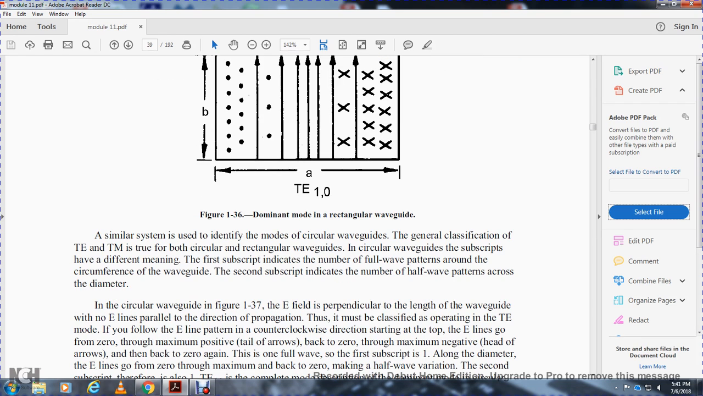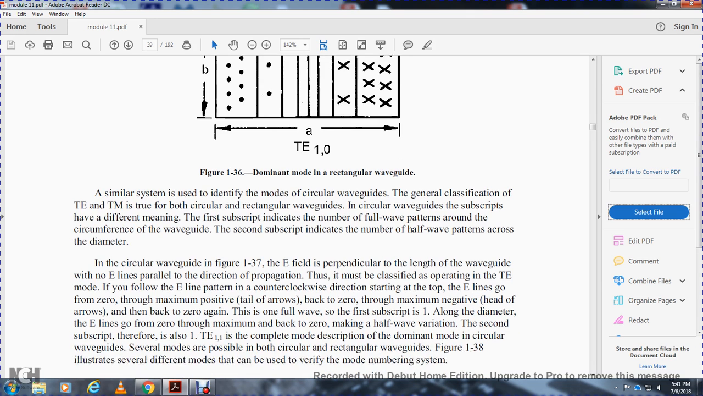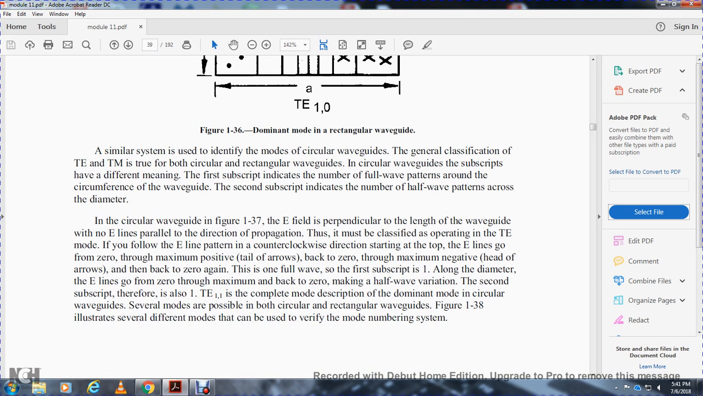A system is used to identify the modes of circular waveguides, with the general classification of transverse electric and transverse magnetic, the same as with rectangular waveguides. In circular waveguides the subscripts have a different meaning. The first subscript indicates the number of full wave patterns around the circumference of the waveguide, and the second subscript indicates the number of half wave patterns across the diameter. In the circular waveguide of Figure 137, the electric field is perpendicular to the length of the waveguide, with no electric field lines parallel to the direction of propagation.